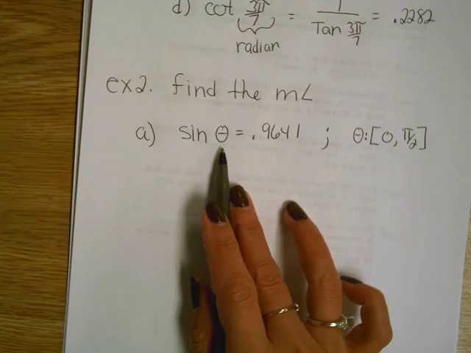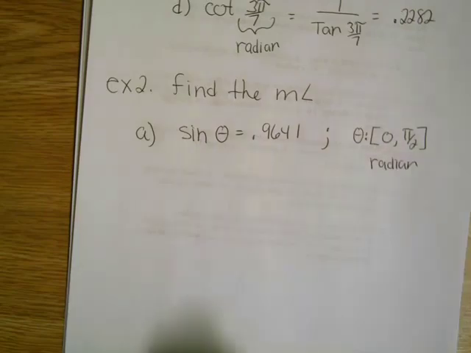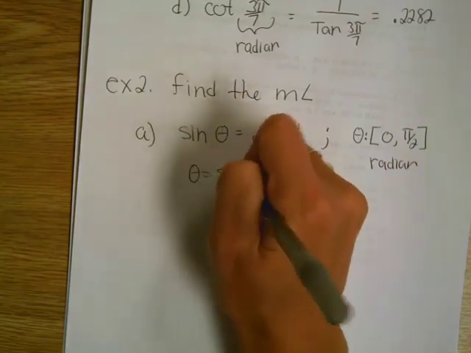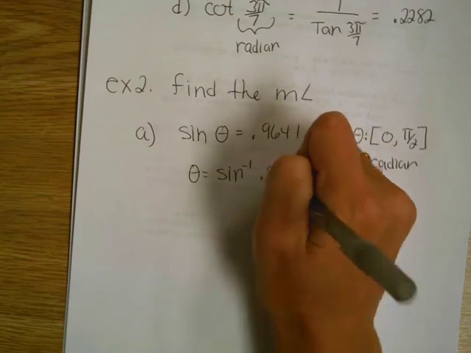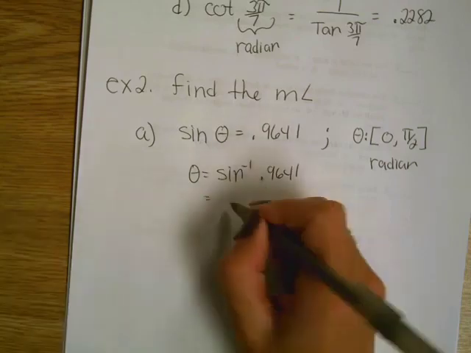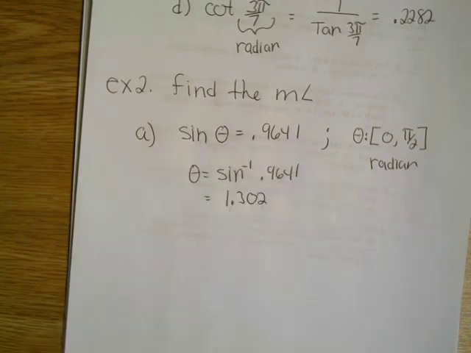So you want to be in radian mode when you do your inverse. Because if you do inverse sine and you're in radian mode, it's going to give you a radian answer. If you're in degree mode and you do inverse sine, it's going to give you a degree answer. So if you're in radian mode and you do inverse sine of 0.9641, what is your radian answer? 1.302. Good.